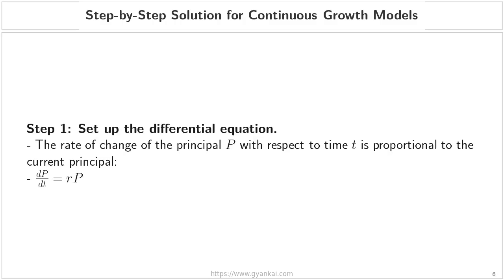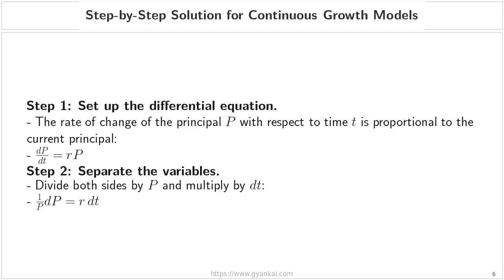Step-by-step solution for continuous growth models. Starting with step 1, we need to set up our differential equation. Remember, the core idea of continuous growth is that the rate of change is proportional to the amount present. In our specific case, the rate of change of the principal, which we've called P, with respect to time, T, is equal to the interest rate, R, multiplied by the current principal, P. Mathematically, we write this as dP/dt equals RP.